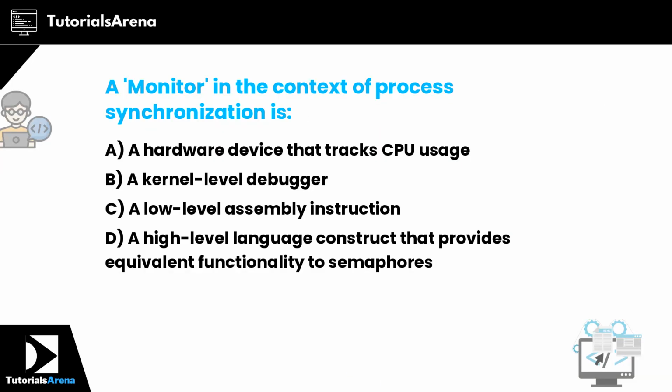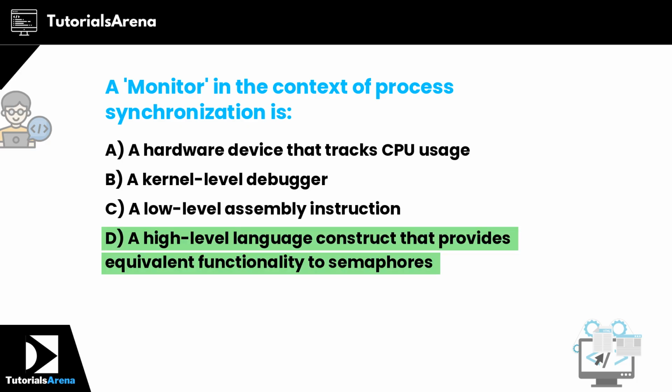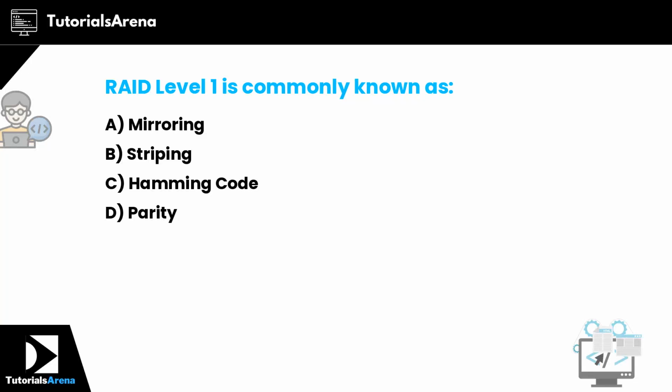A monitor in the context of process synchronization is the correct answer is option D. A high-level language construct that provides equivalent functionality to semaphores. RAID Level 1 is commonly known as the correct answer is option A, mirroring.